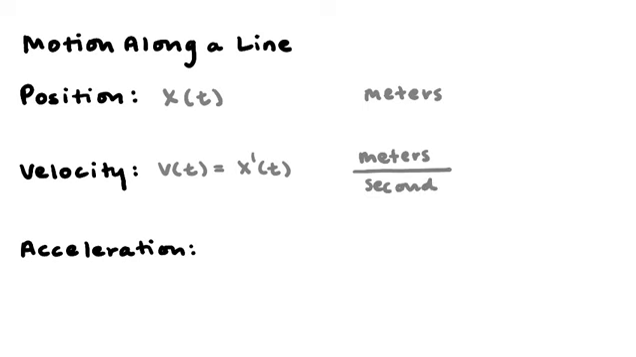And acceleration, well, that's the rate of change of velocity. As a consequence, we could say it's the second derivative of position. And that's going to be measured in the units of v divided by the units of t. You might say meters per second squared, but I'm kind of unclear on what it means to square seconds, so I'm just going to leave it like that. Meters per second kind of makes more sense to me.